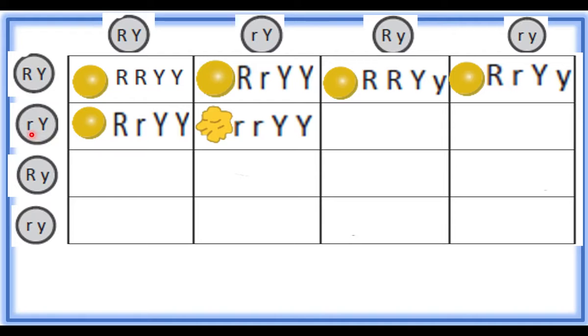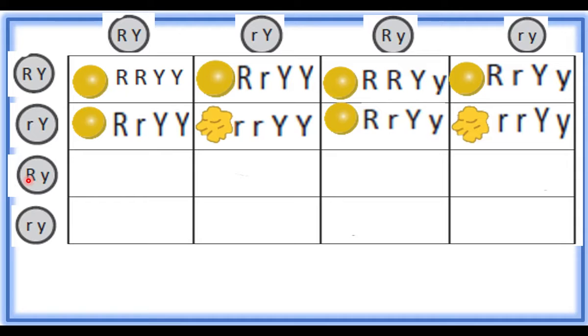And here small r, capital R, and capital Y, small y. Capital R, small r, capital Y, small y. Here also 2 dominant characters are there, so it should be round yellow. Next one, small r, capital Y, small y, small r, capital Y, small y. So here the small r produces the phenotype wrinkle. This is wrinkled yellow. Now come to the third row.